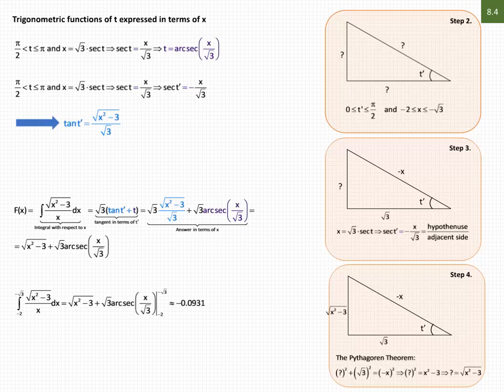I replace t and tangent of t prime by expressions in terms of x, and the answer in terms of t prime becomes an answer in terms of x. Finally, the fundamental theorem of calculus is applied. The answer to the given definite integral is calculated as the difference of the antiderivative F at minus square root of 3 and the antiderivative F at minus 2.